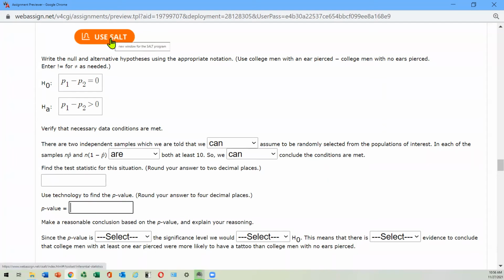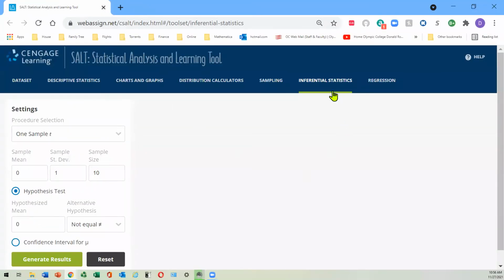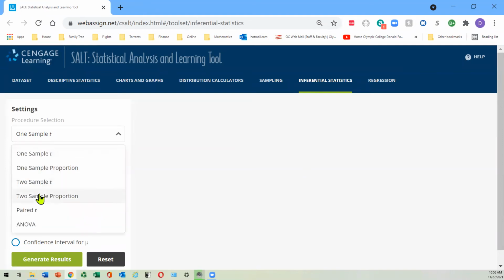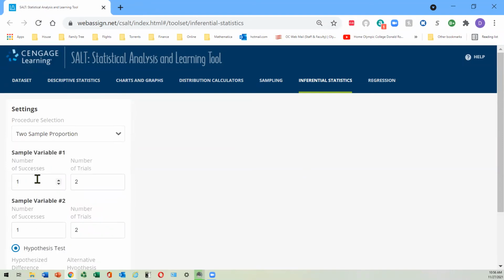So I'm now hitting use SALT. We'll bring this over. Inferential, two sample proportion. The first one was the men with ear piercings. They are 41 out of 143, and 42 out of 423.